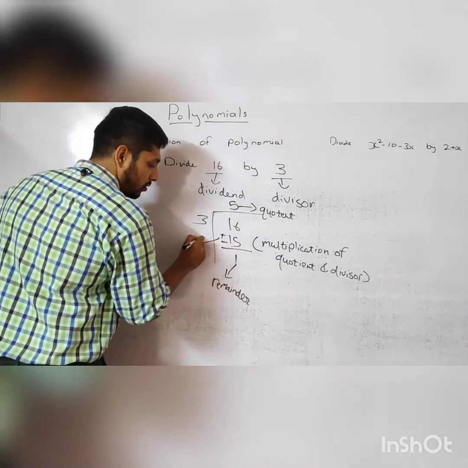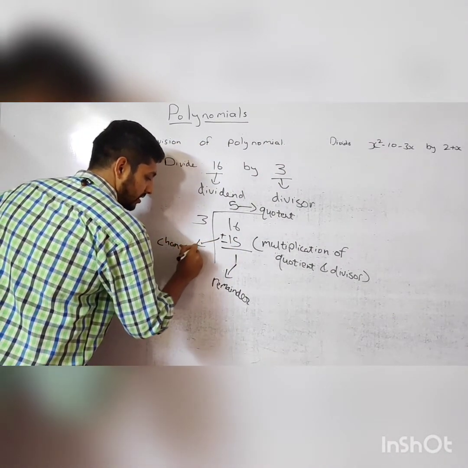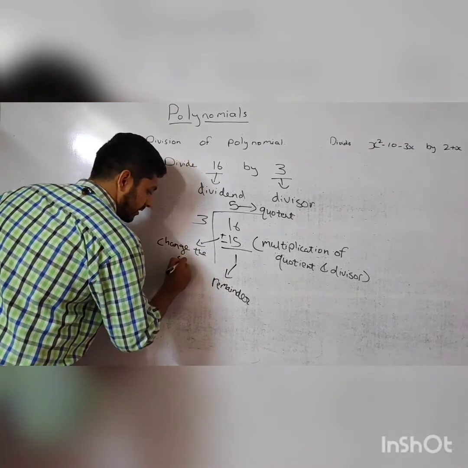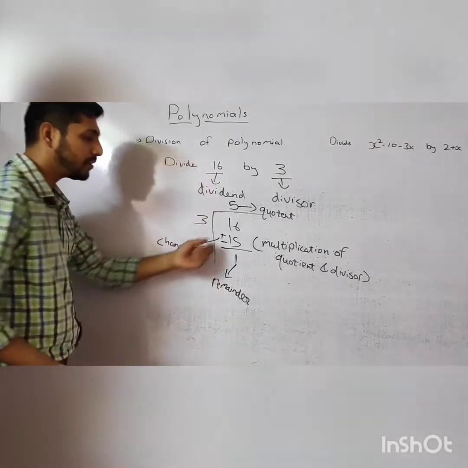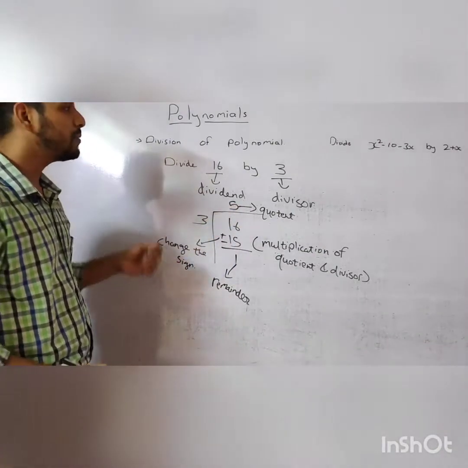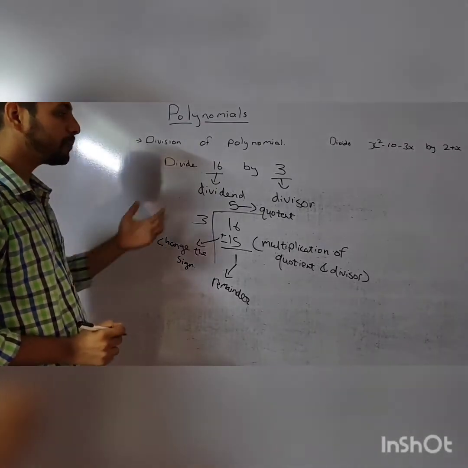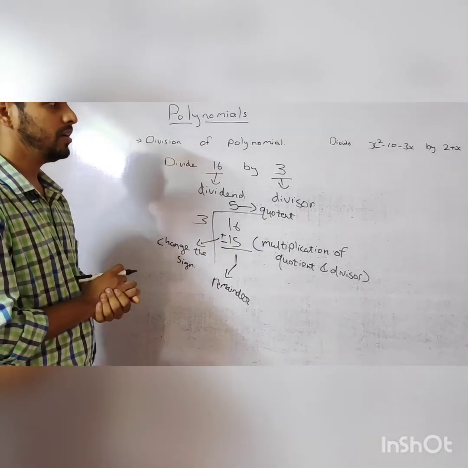What important thing do you do over here? Change the sign. If it is positive, you will make it negative. If it is negative, you will make it positive. So if you know this, it will be very easy for you to understand division of polynomials. I hope you all have understood this much part.